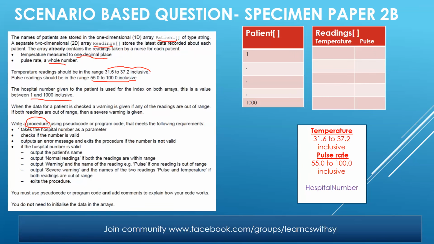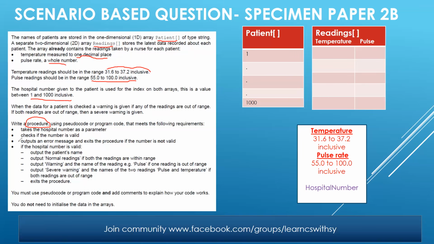So definitely we are going to check in the beginning, before we proceed to check the readings, that is the hospital number which is passed as a parameter a valid number or not. If not, then definitely we won't proceed. But in case if it's valid, then what we do? If it's invalid, what will we do? Output an error message and exits the procedure if the number is not valid. Definitely, there is no need to proceed.